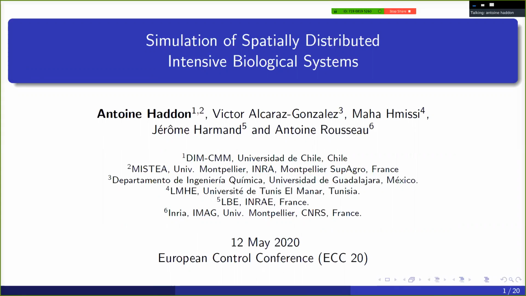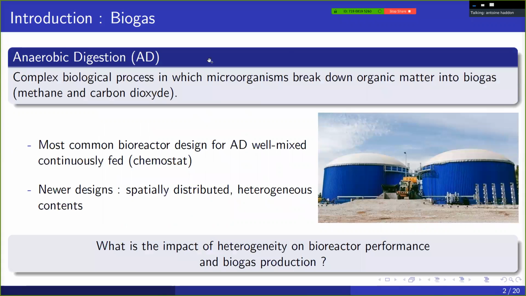So I'm going to present my work on modeling and simulating intensive biological systems, namely anaerobic digestion bioreactors. This is a bioprocess that's used in particular in wastewater to break down organic matter, but also to produce biogas. And so the most common type of bioreactor that's used for this bioprocess is a well-mixed bioreactor.